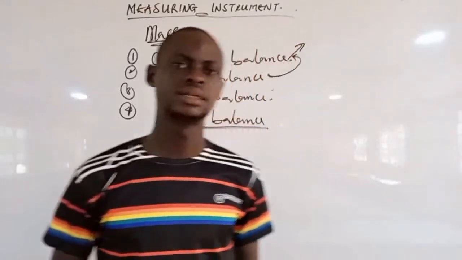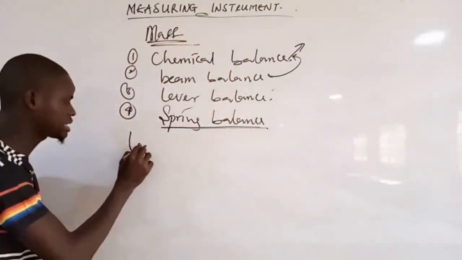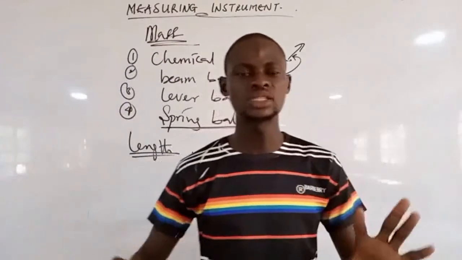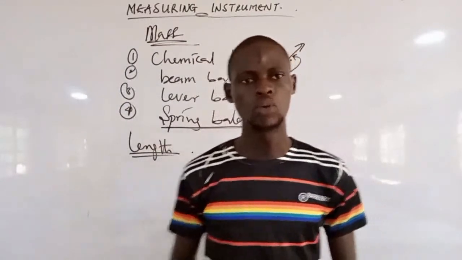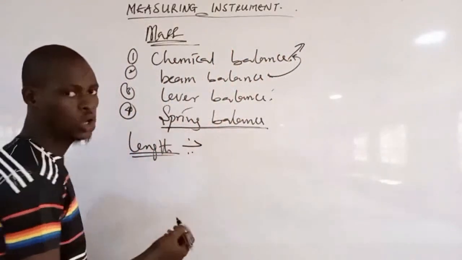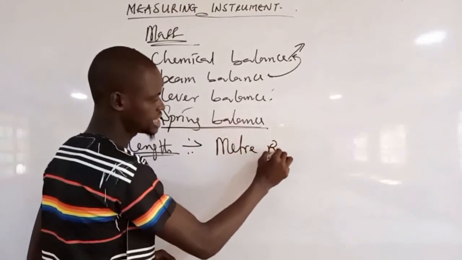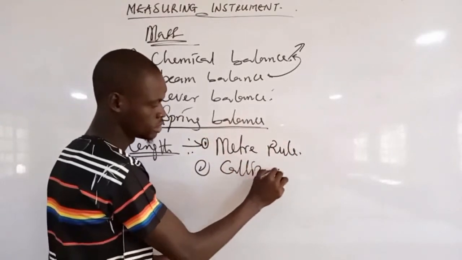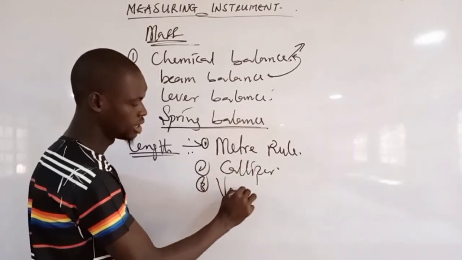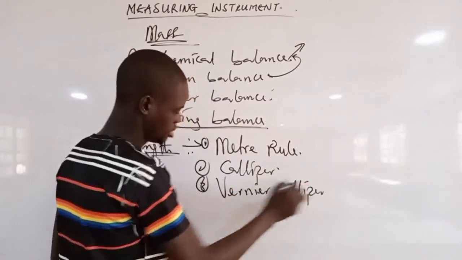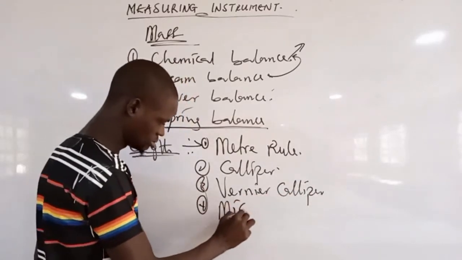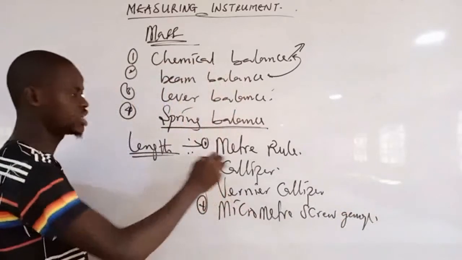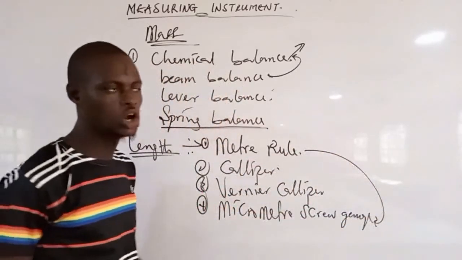Now, let's take a look at the other instruments: the instruments that can be used to measure the length of a body. We know that we can measure length with different instruments. Number one, we have the one that is well known to us, which is the meter rule. Number two, we have the caliper. Number three, we have the vernier caliper. Number four, we have the micrometer screw gauge. These are the four instruments that are used to measure length.